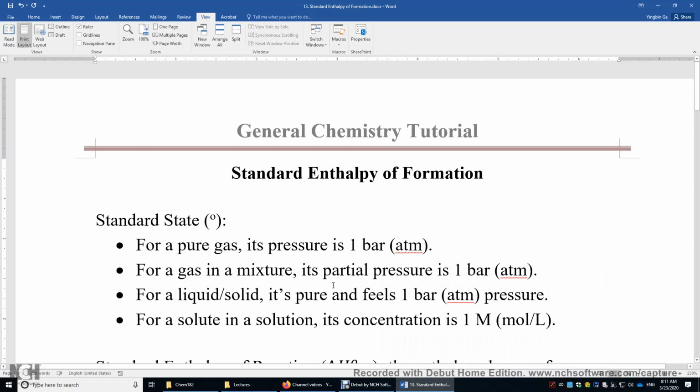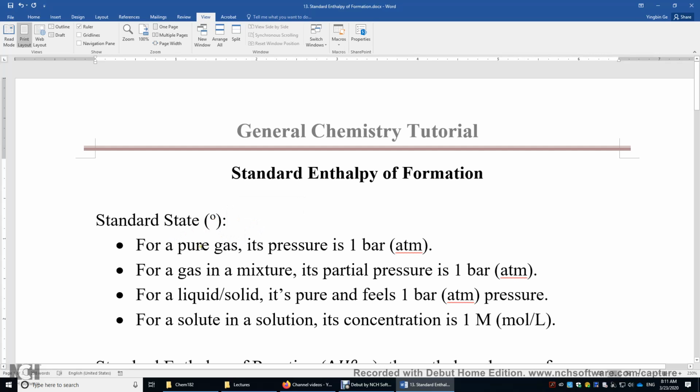In this video, I will talk about the standard enthalpy of formation and also how to compute the standard enthalpy of reaction given the standard enthalpy of formation of all reactants and all products. First, let's define standard state, denoted by this O in superscript.